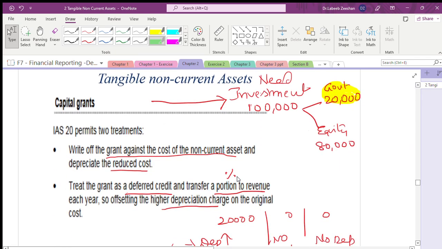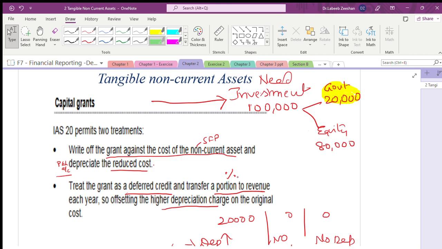What is the capital grant? Write off against either. This is what it says. Is it right? Write off the grant against the cost of non-current assets and depreciate the reduced cost. Depreciating the reduced cost is nothing but it will talk about the profit and loss account. On one side we are talking in terms of the statement of financial position, on the other side in terms of profit and loss.